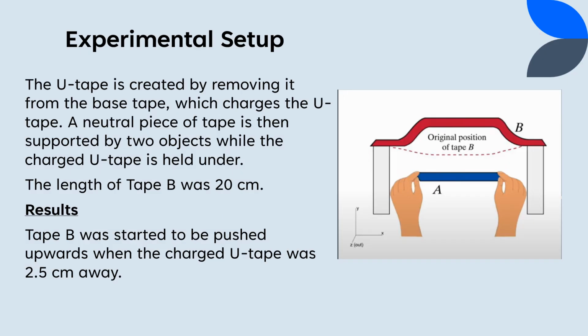So to set up the experiment, the U-tape was first created by sticking it to the base tape on a flat surface and ripping it off, which ends up charging the U-tape. And this charged U-tape was put under a neutral tape that was hanging between two neutral objects. And the length of the tape B, which is the tape being hung, was 20 centimeters. The first observation we noticed was that when tape A, the charged tape, would enter within around 2.5 centimeters from tape B, it would start to move.